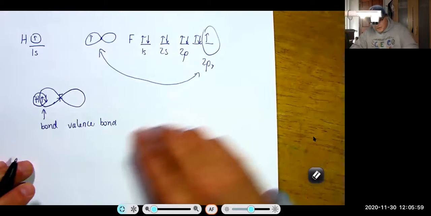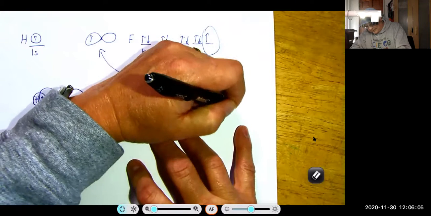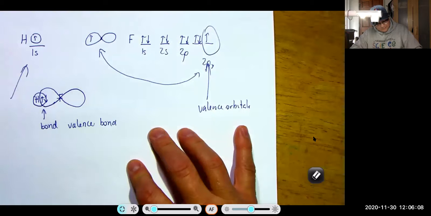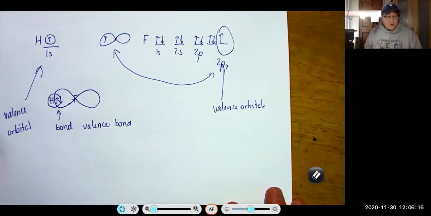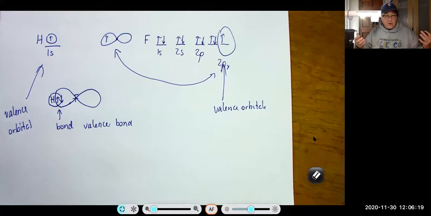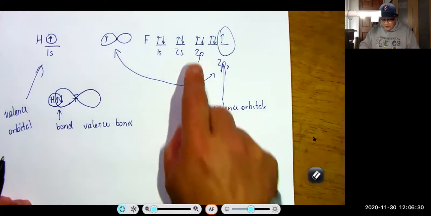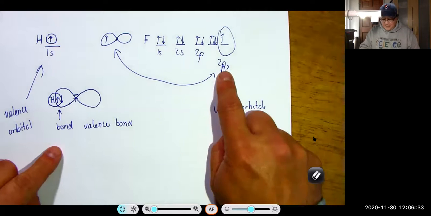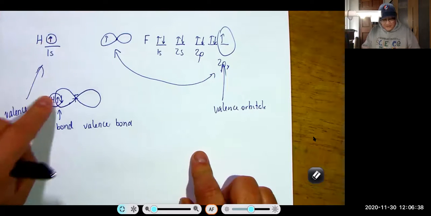And the reason we call it a valence bond is because you're using valence orbitals. A valence orbital is the same as a valence electron: it's an electron in the outermost occupied shell. So in hydrogen, the only shell that's occupied is the 1. In fluorine, the outermost occupied shell is the 2. So this is a valence orbital in the valence shell, and this is a valence orbital in the valence shell, and you have the bonding.